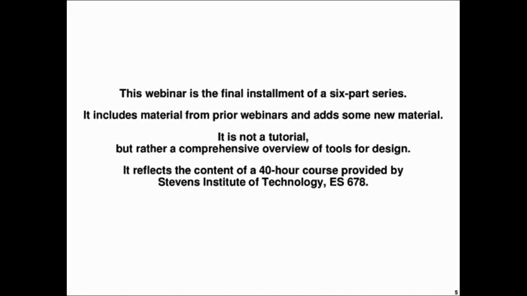So it's a comprehensive overview of the tools for design. And it does, in fact, reflect the material that is in a 40-hour course provided by Stevens Institute of Technology that I teach.